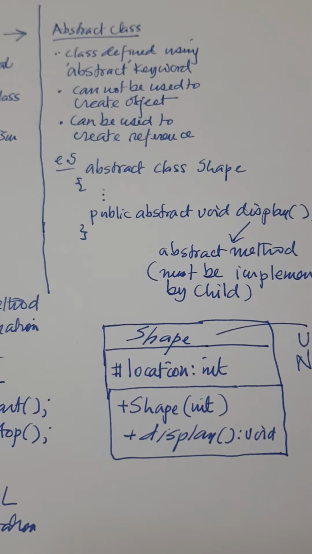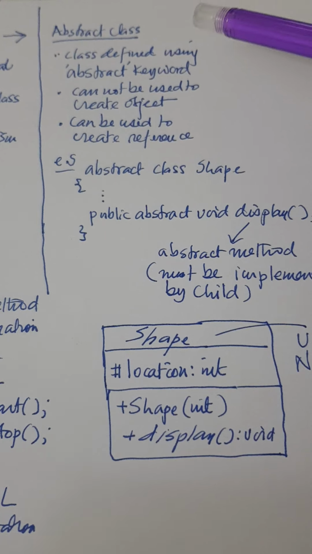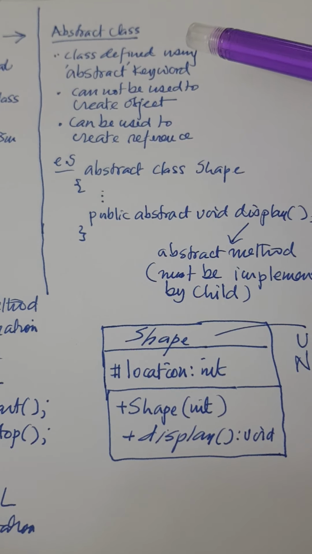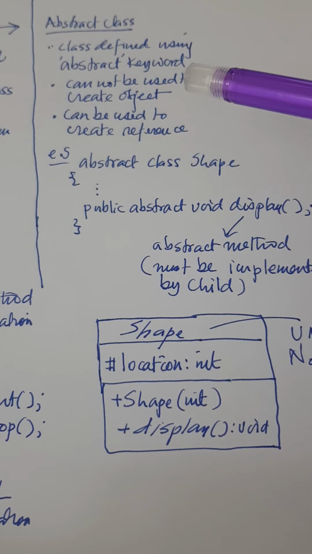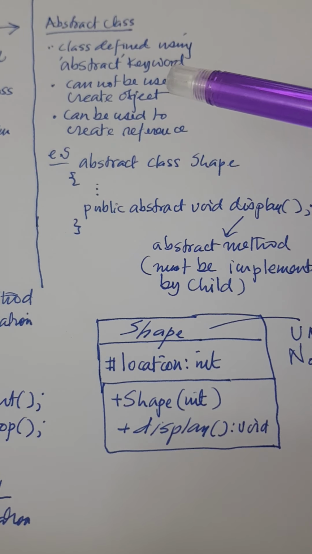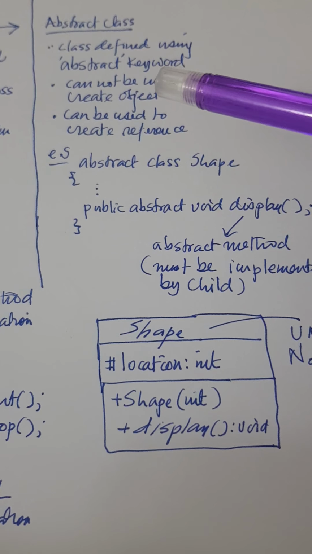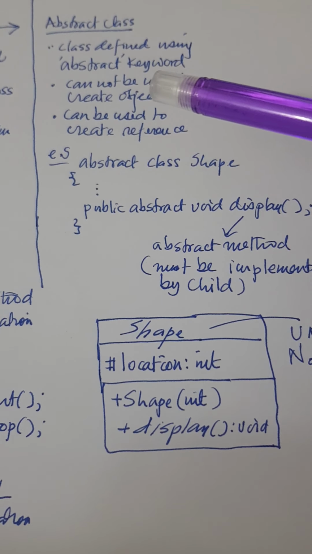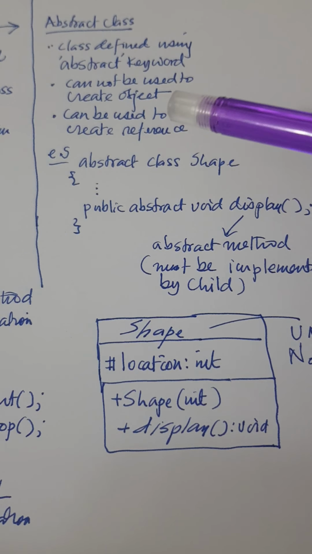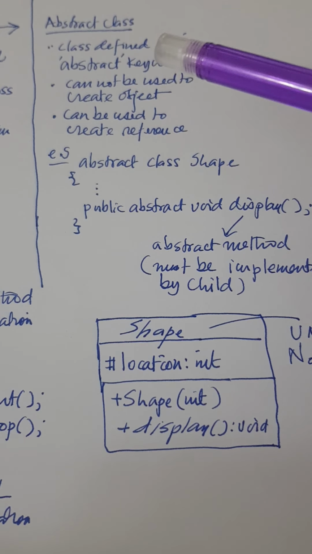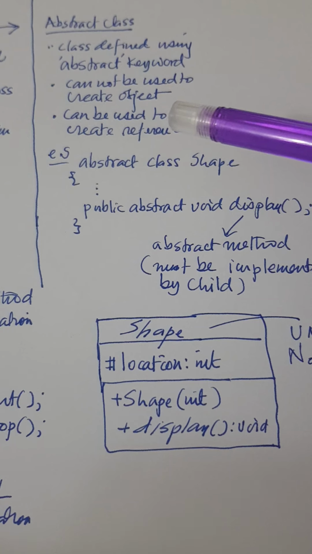We start with the abstract class. Abstract class means we define a class using the abstract keyword. And once you define an abstract class, you really cannot use that class to create an object. Abstract class most of the time acts as a superclass for all classes, so generally we don't use it to create an object, but yes, we can use an abstract class to create a reference.